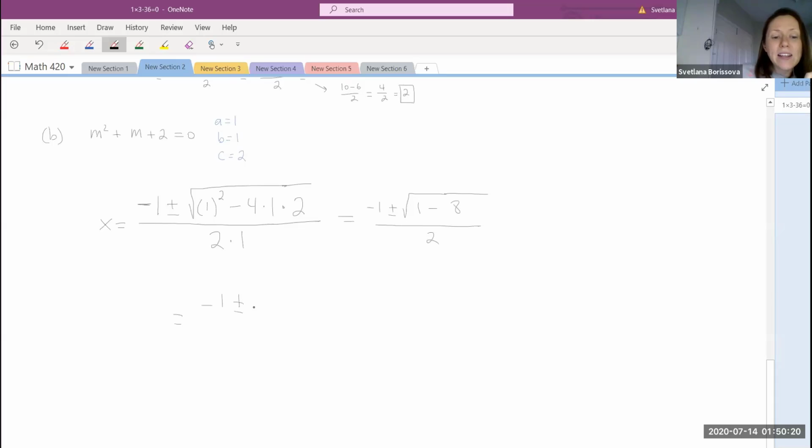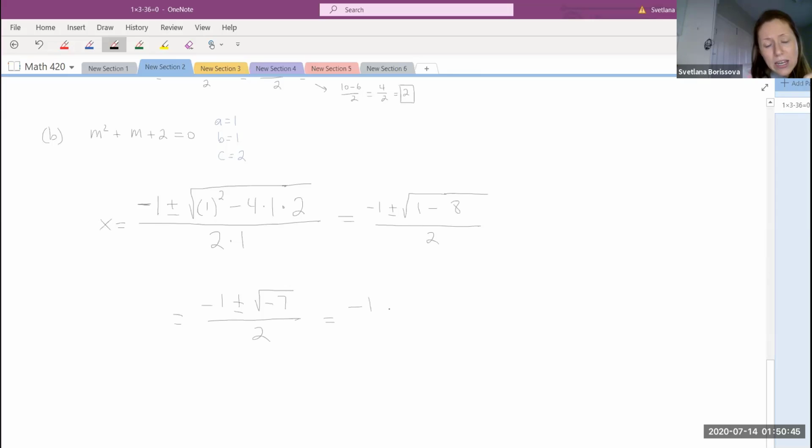So what do I get inside the radical this time? 1 minus 8. Make sure that you follow the order of numbers. 1 minus 8. Smaller number minus larger number. It's always going to be something negative. So it's negative 7, over 2. And when you have something negative inside the square root, we know that we're going to end up with a complex number, right?